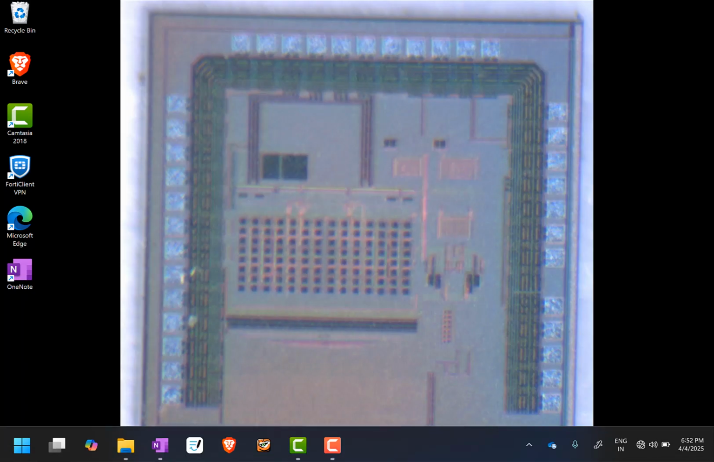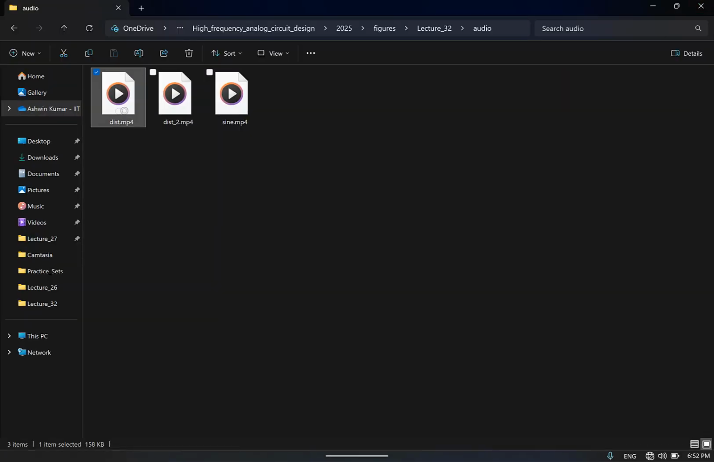So now I'll play what happens after I add the distortion. You're not able to listen clearly. Maybe the other side. Hold on. The speaker is not great, I think.